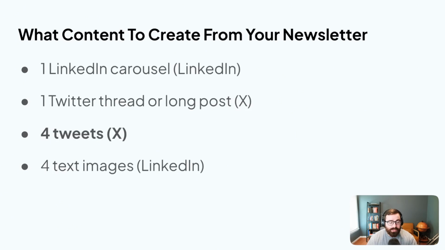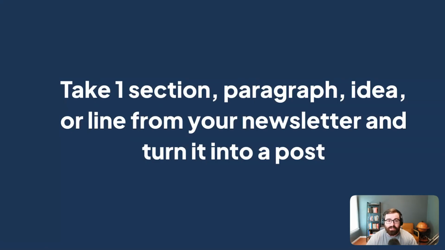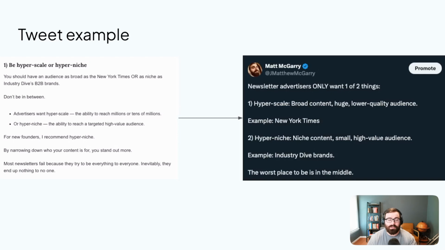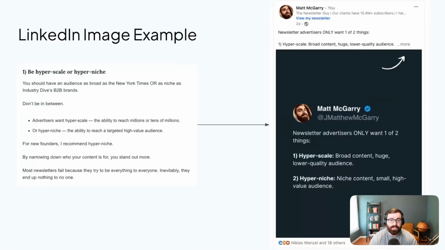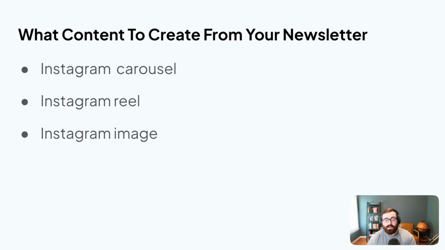We can also take a newsletter and turn it into different images. So I like to take one section, a paragraph, an idea, or even just a line from my newsletter and turn that into shorter posts. So this is a section from my newsletter, and then I turn that into a slightly shorter version for Twitter. We can do images. So I take that same section and I turn that into an image in a short text post on LinkedIn. And then we can do this on Instagram too.